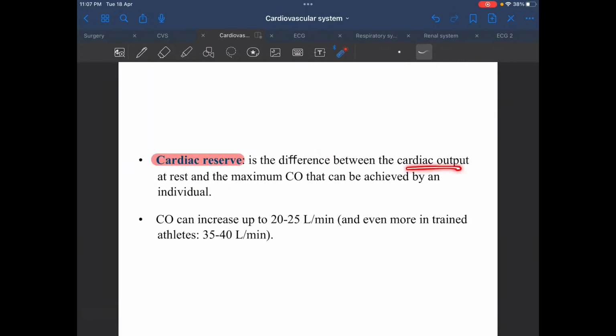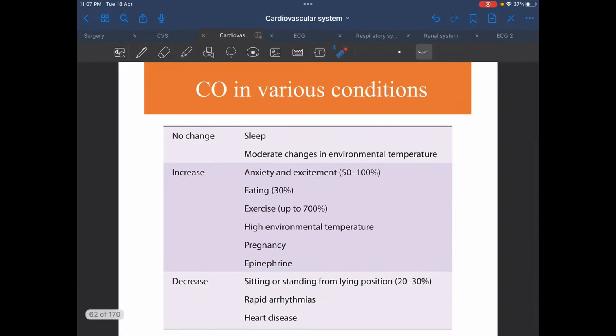Cardiac reserve is the difference between the cardiac output at your rest and the maximum cardiac output that can be achieved by an individual to do any exercise. That is your cardiac reserve. मतलब the cardiac output can increase up to 20 to 25 liters per minute. ठीक है, and even in trained athletes, even much more than that. So that's your cardiac reserve.